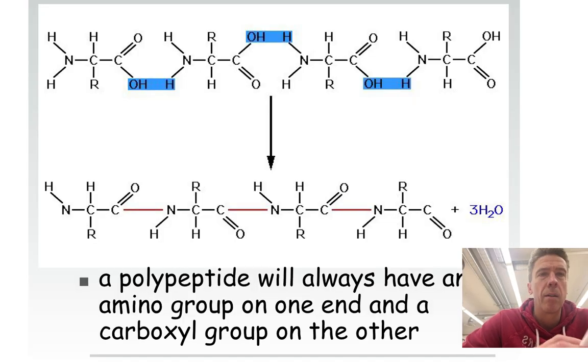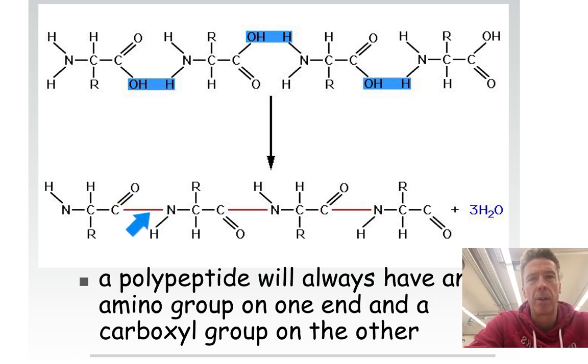So here we just have a diagram of 4 different amino acids. So we have an amino acid 1, 2, 3, and 4. And those 4 amino acids are going to come together. Like we've seen with lipids and carbohydrates, they're going to come together through a condensation reaction. And we are going to have these bonds that hold them together. And these bonds are called peptide bonds.